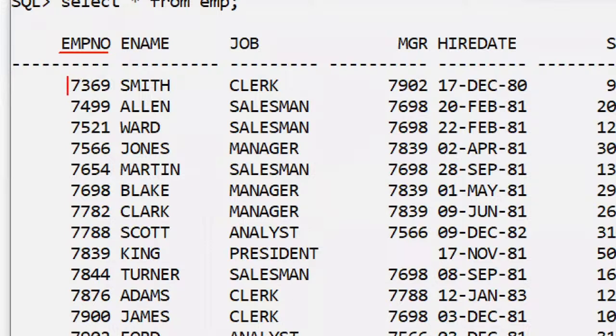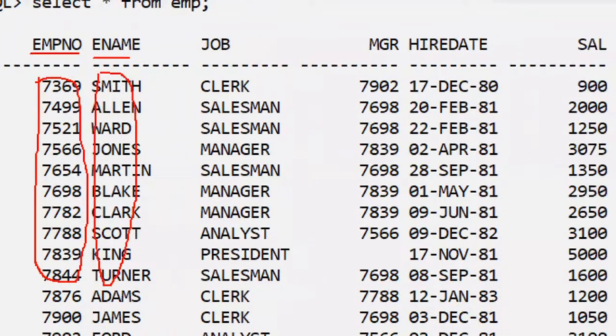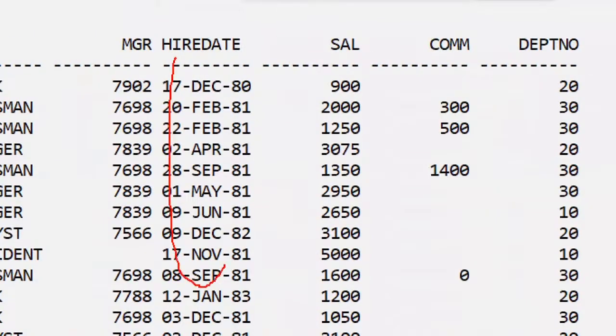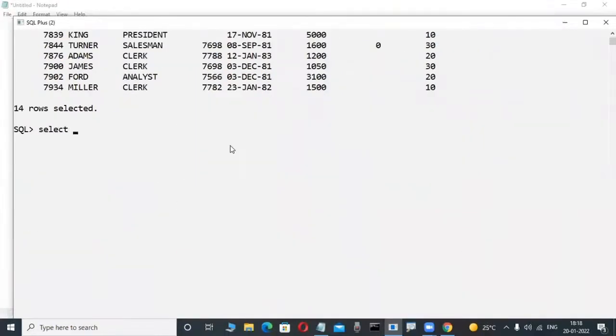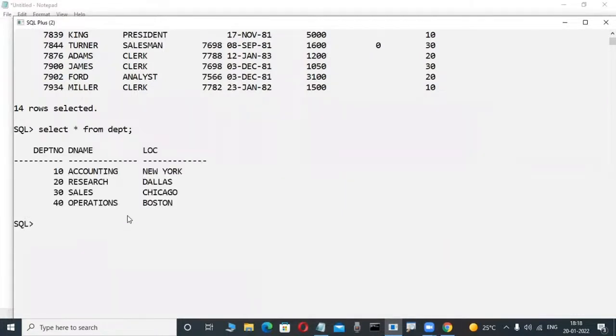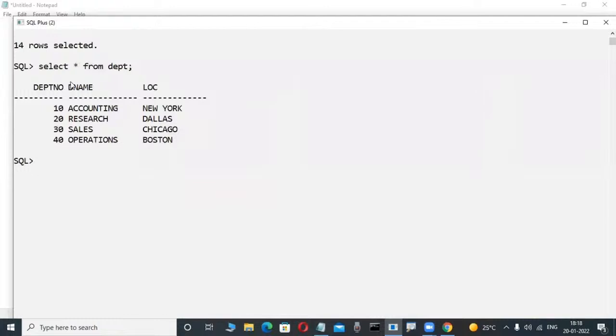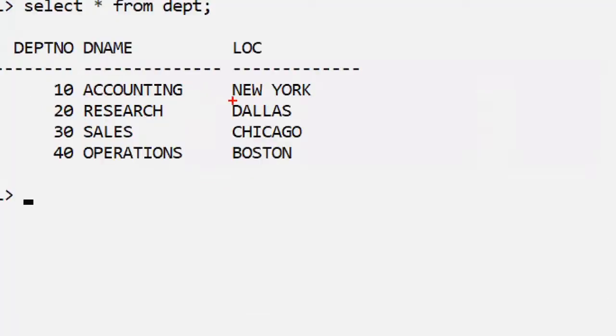Here, employee number: in this column only numbers are available. Slowly observe here, in this column only characters are available. In this column only dates are available. That's why the data is stored in a structured manner. In a relational database, a structured collection of data is there.